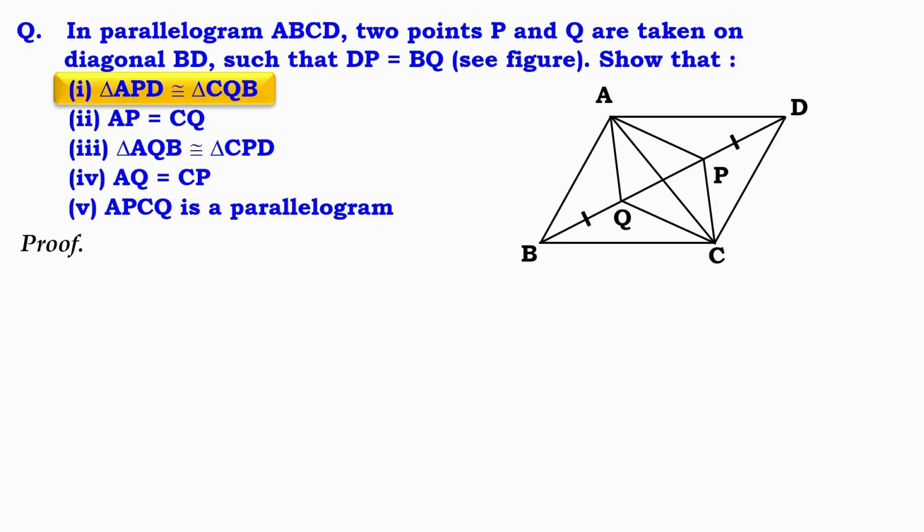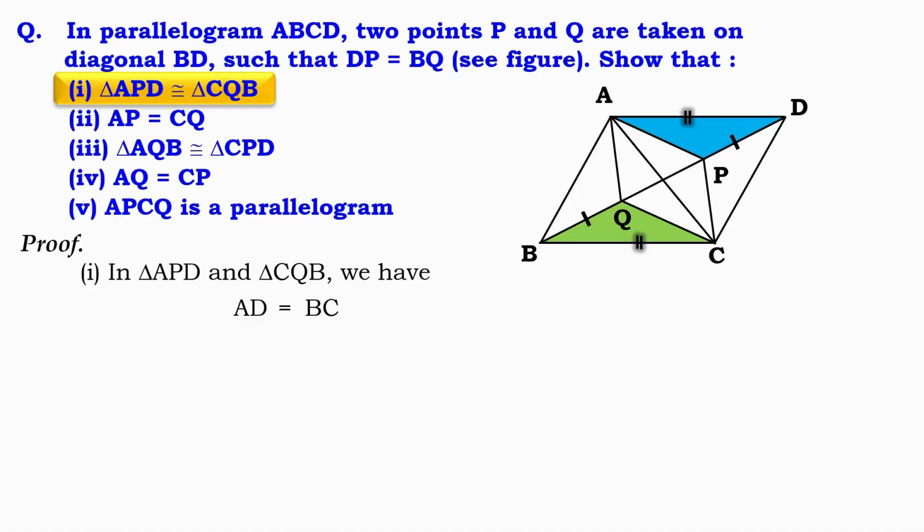Now what we need to prove, that triangle APD is congruent to triangle CQB. So let us mark the triangles. So these are the two triangles that we need to prove are congruent. So now let's take a look how to prove it. So in triangle APD and triangle CQB, okay, what we have, we know that AD is equal to BC, because in a parallelogram opposite sides of the parallelogram are equal.